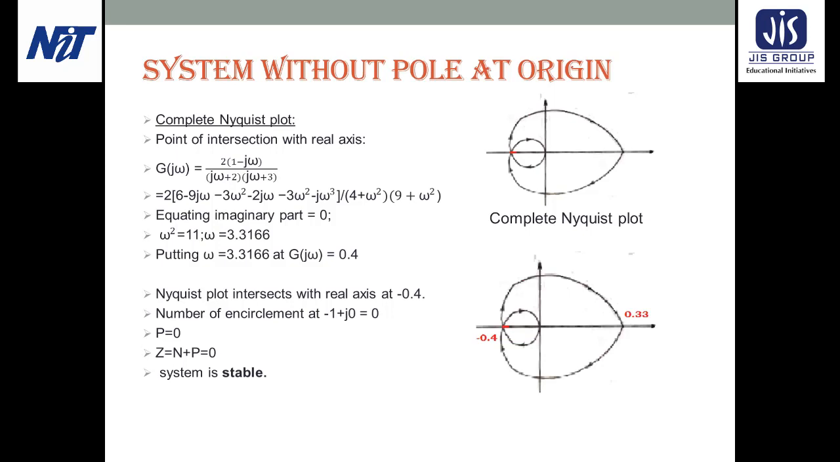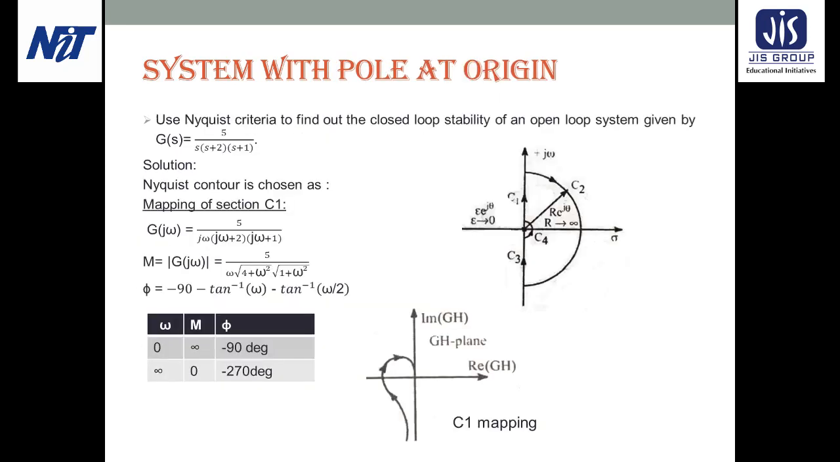One thing you have to keep in mind is that if you consider the clockwise encirclement, then Z becomes N plus P, and otherwise the formula will change: N is equal to Z minus P. So we will always consider the clockwise direction, with the formula N equal to Z minus P, or Z equal to N plus P. Hence the system is stable.